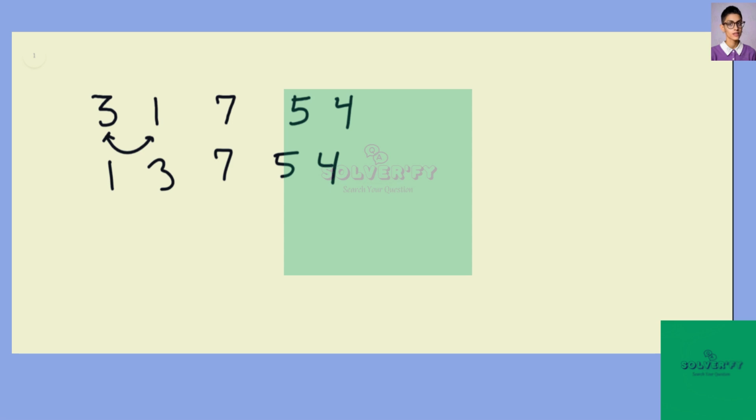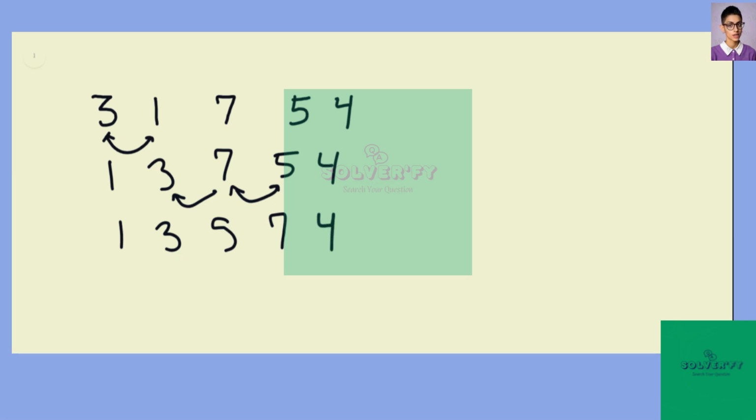All right, then we compare the second and third elements and see that 3 is less than 7, so we'll leave that alone. That is fine the way it is. And then the next comparison is 7 and 5, but since 7 is greater than 5, they need to be swapped. So then we'll get 1, 3, 5, 7, 4.